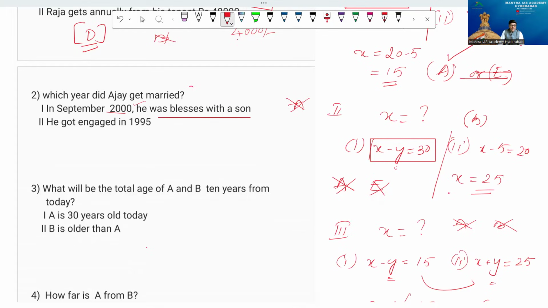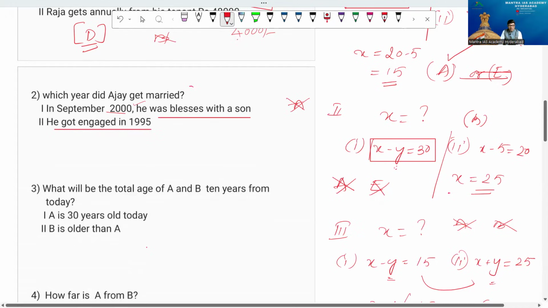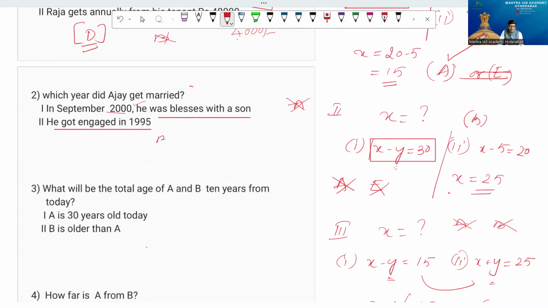Then he got engaged in 1995. I'm asking about marriage, in fact. He is giving the engagement in 1995. I don't know whether immediately in the same year or the next year he got married. So this also, B is not possible.